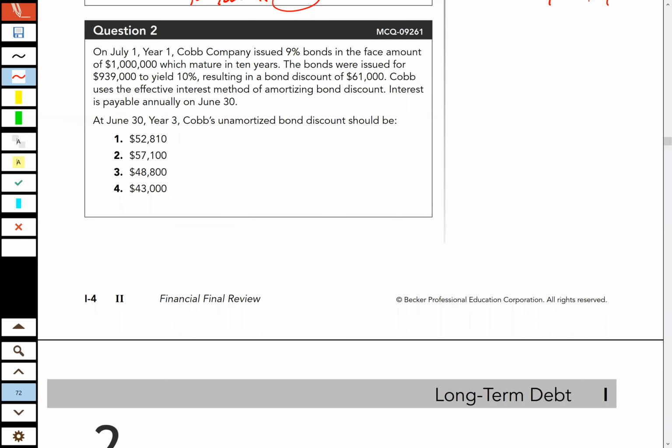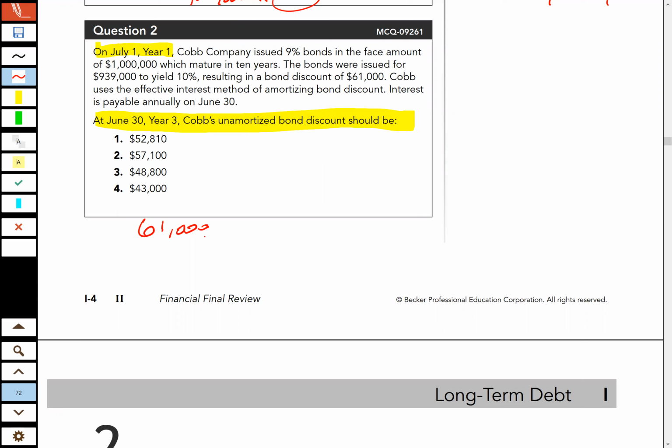Okay, guys, let's go ahead and take a look at this one. They want to know what the unamortized bond discount should be for a bond that was issued in year one, and they want to know it by year three. So I look at this and think, well, if the bond discount is starting out at 61,000, I know that discount is going to decrease over the years so that the carrying value of the bond can come up, right?